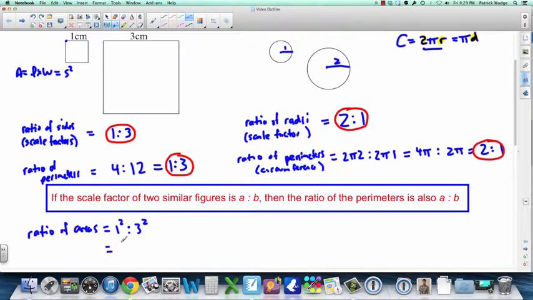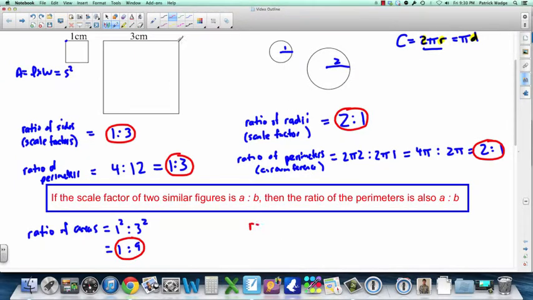So what values do those give us? Well, 1 squared is 1, and 3 squared is 9. Can we put that in lowest terms? No, that's already in lowest terms. Okay, so it's not the same this time. The scale factor of these two squares was 1 to 3, but the ratio of the areas is 1 to 9. Alright, let's see if we can do the same thing over here.